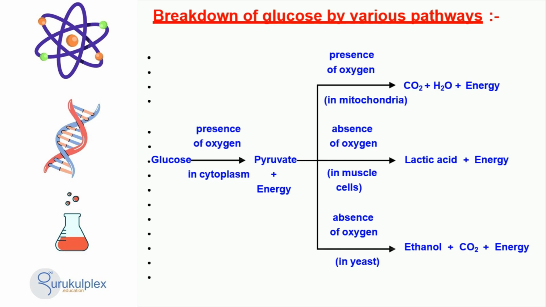Fermentation, which can occur with or without oxygen, is utilized by yeast cells and is also a means of glucose breakdown. All three of these pathways provide the energy necessary for the functioning of living organisms.